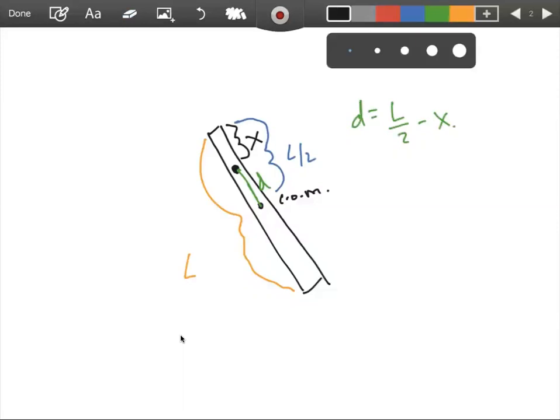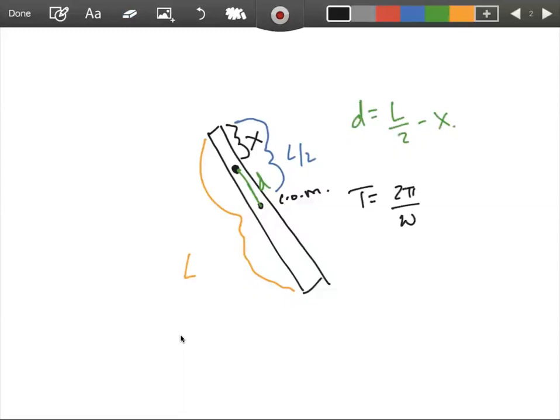From here, you're just going to use the fact that the period is equal to 2 pi divided by the angular frequency, and then use that to determine what this X value has to be.